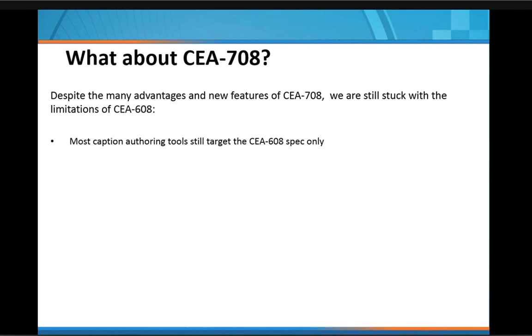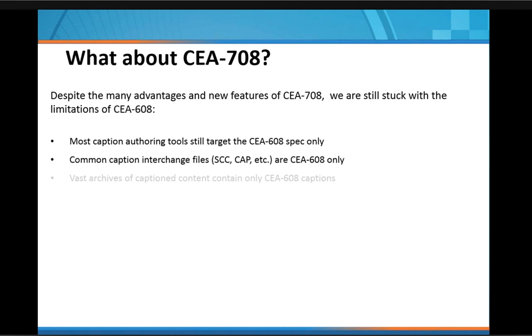And some of those reasons are that, first off, most caption authoring tools still target the 608 spec only, because you have to ensure backwards compatibility, and because there's no rule that says you have to make use of the advanced new features. Most people target the lowest common denominator, and in some ways that's a good thing, in some ways that's a bad thing. Most of the common caption interchange files that captioners and TV stations exchange with each other are 608 only, including SCC, which is a very commonly used file format that we see in use a lot in the industry, and it's a terrible, terrible format.